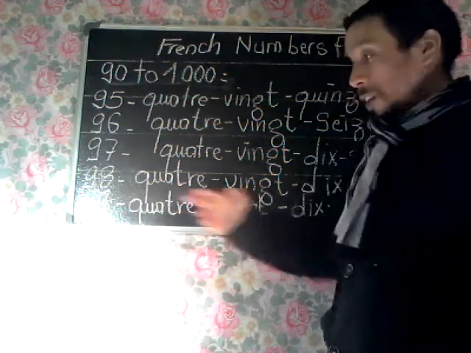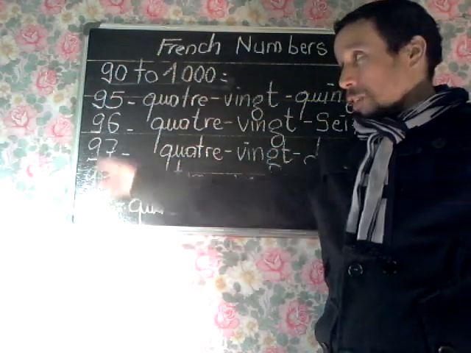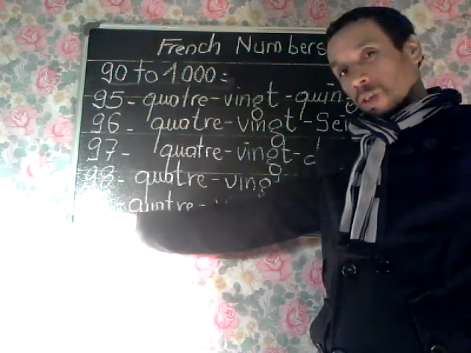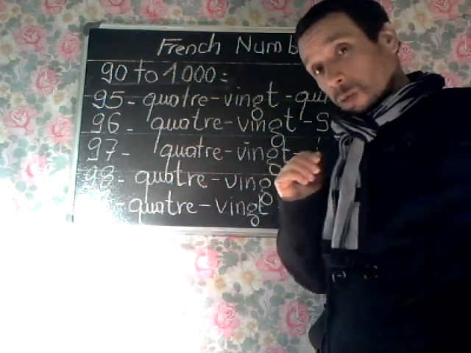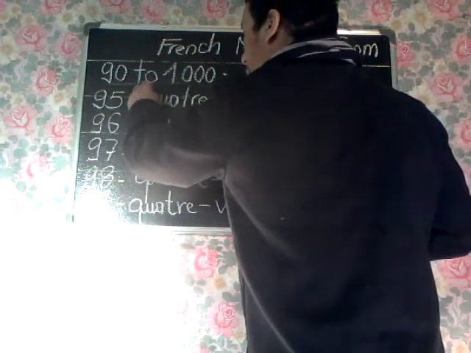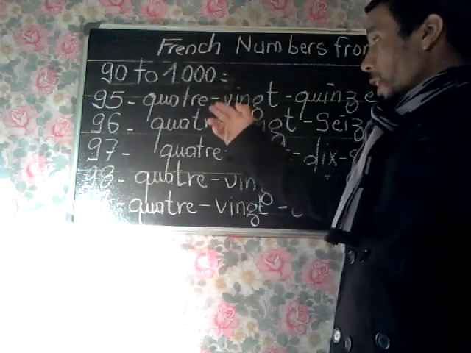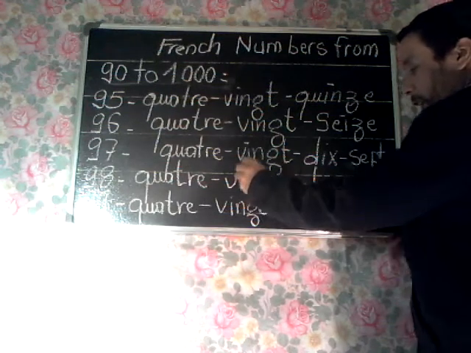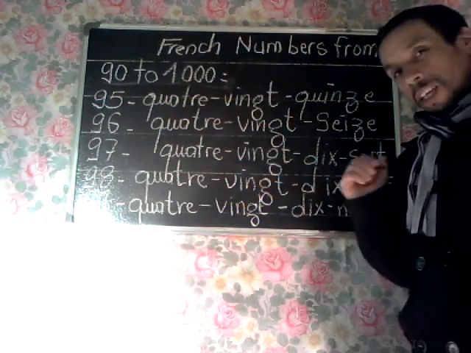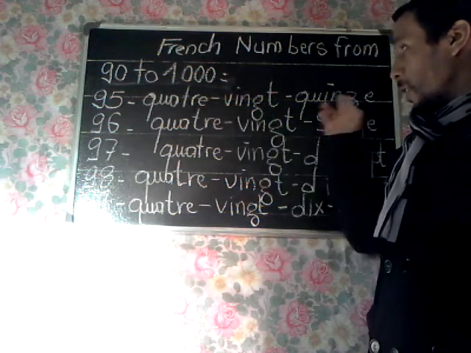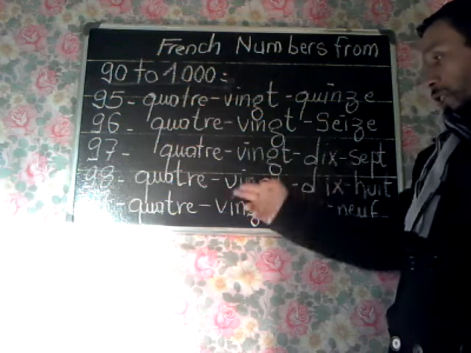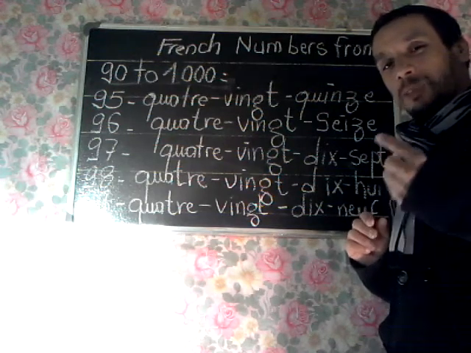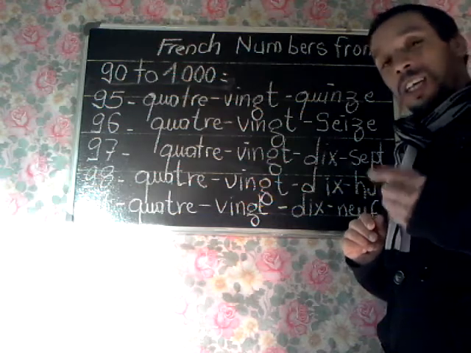Yes, my viewers, we arrived to 99, from 95 to 99. Now I'll read them in French, as French alphabet: 95, 96, 97, 98, 99. I repeat again, vocalizing them as characters: 95, 96, 97, 98, 99. Now I'll clean the blackboard and I will go ahead explaining how we write and pronounce French numbers.